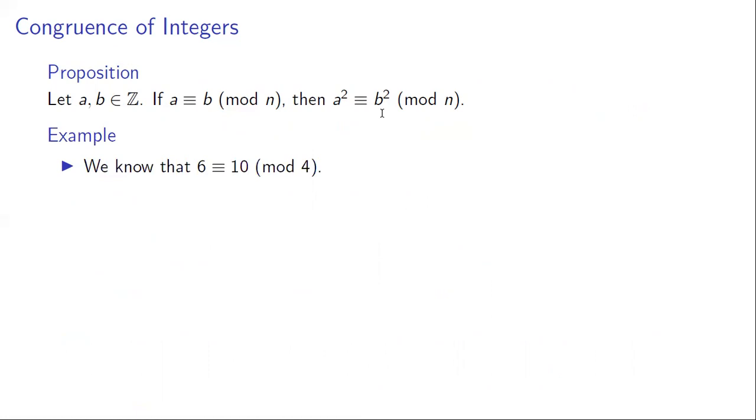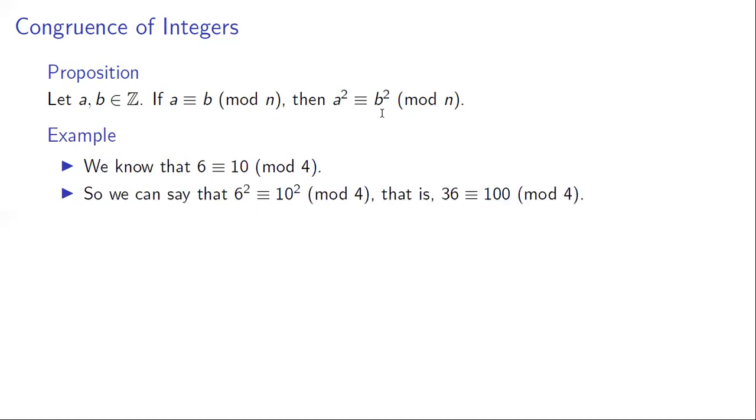6 is congruent to 10 mod 4. What this proposition tells us is that from this fact, we can derive the following. We can say that 6 squared is congruent to 10 squared mod 4. That is, 36 is congruent to 100 mod 4, right? It's not obvious that 36 is congruent to 100 mod 4. It'd take a little bit of work to determine that.